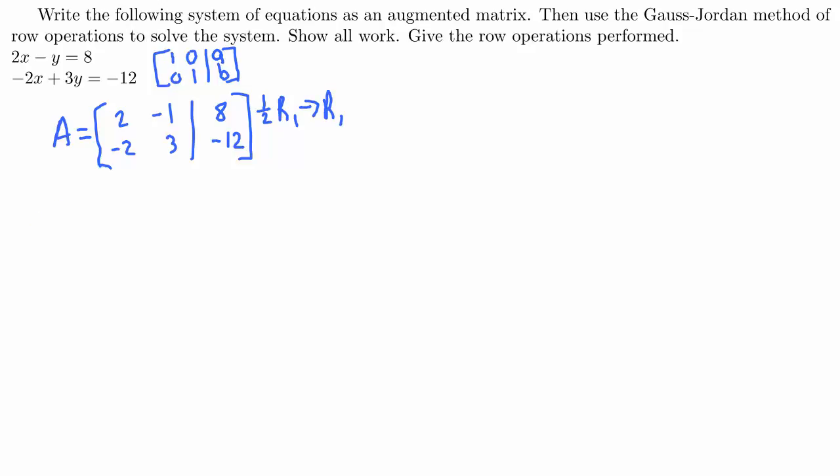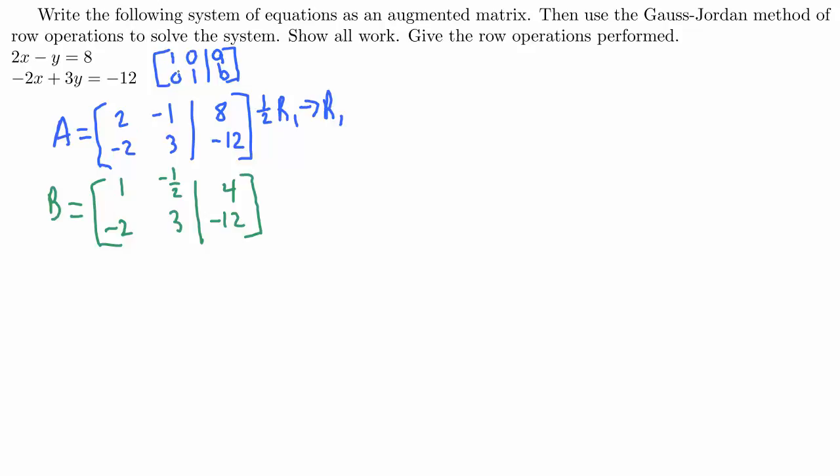So matrix B is going to be a new matrix, but the bottom row is going to stay the same. The reason it stays the same is because I'm just multiplying the top row by a non-zero constant. So 2 times 1/2 is 1. Negative 1 times 1/2 is negative 1/2. And 8 times 1/2 is 4. Good. I've got the 1 here and the 1 here.